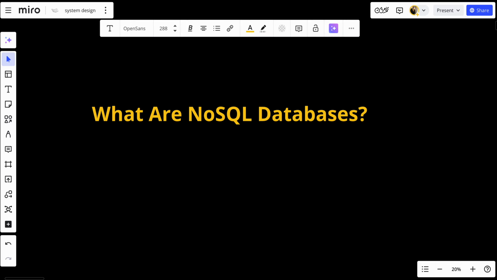Second, what are NoSQL databases? NoSQL databases are non-relational databases designed to handle unstructured or semi-structured data. Unlike SQL databases, NoSQL systems can store data in different formats, such as key-value pairs, documents, or graph structures. This flexibility makes NoSQL a great choice for applications that need to store a large amount of unstructured data.